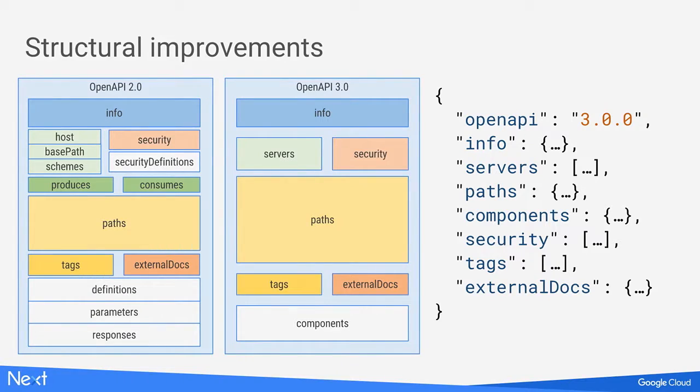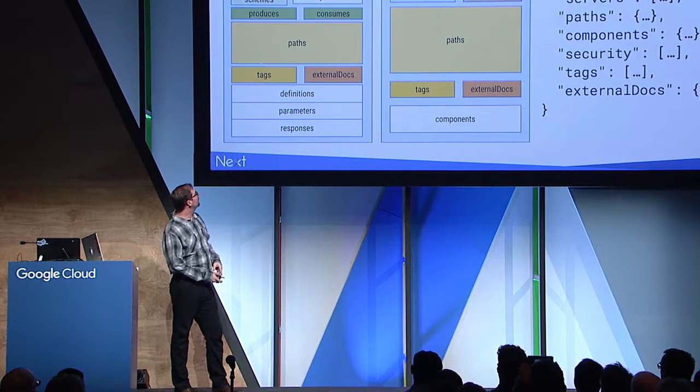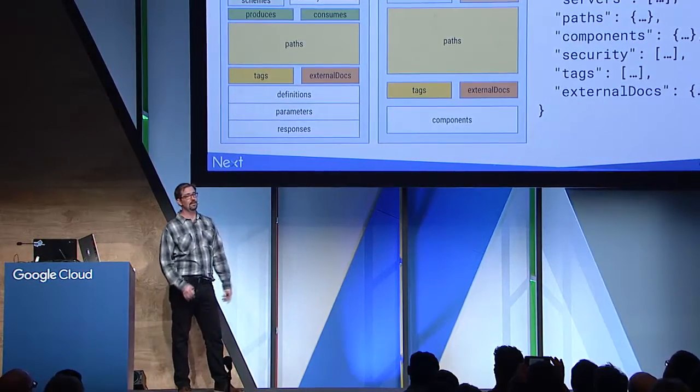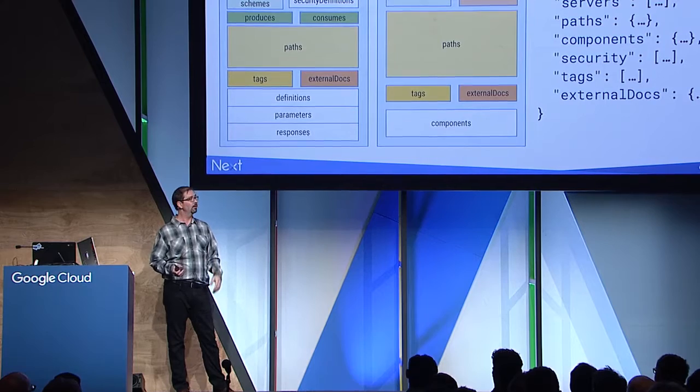So we'll walk through. I think this is the simplest way to understand what's happened between 2 and 3. This is just a visual representation of the major high-level sections of the spec, and it's a lot cleaner and simpler on the right. Things like components. So we took a bunch of these reusable definitions that were sort of scattered throughout, and we brought them together under one thing called components.